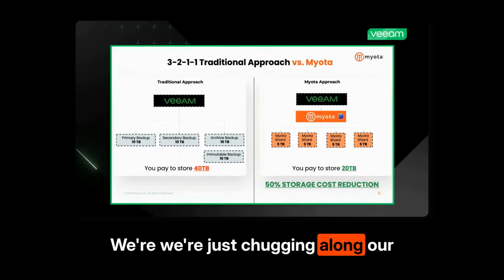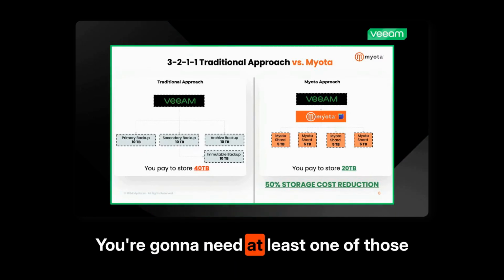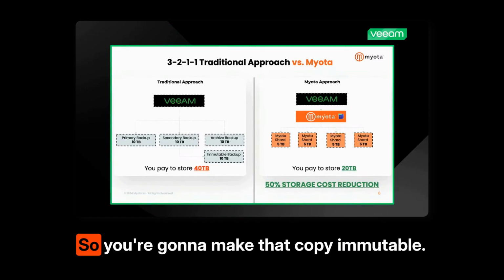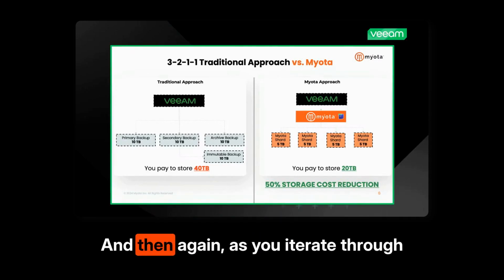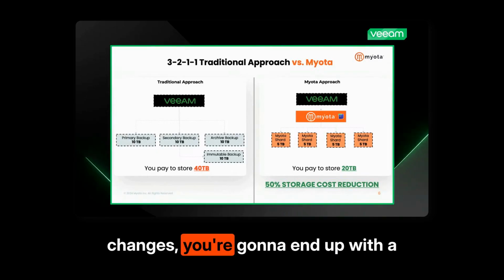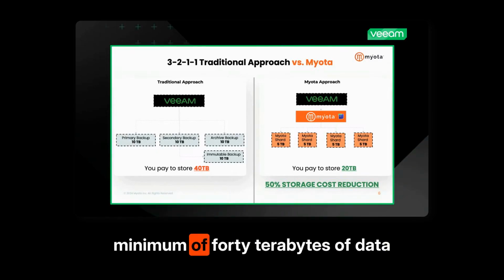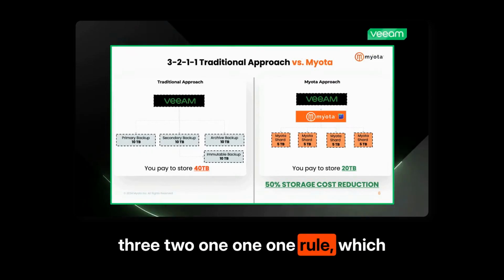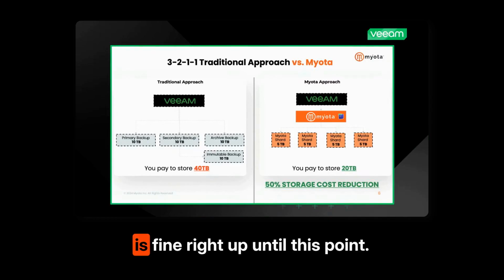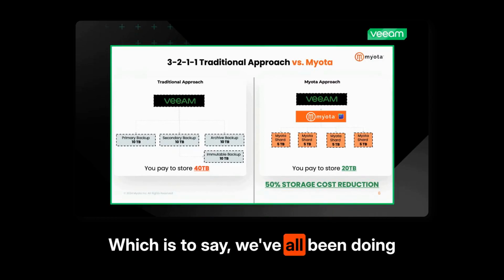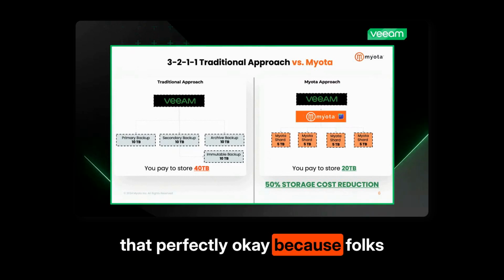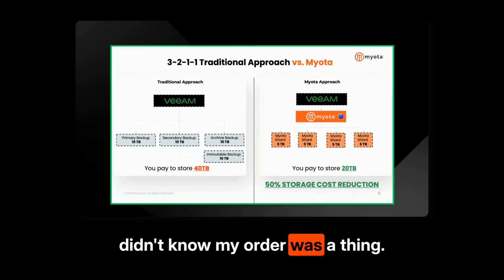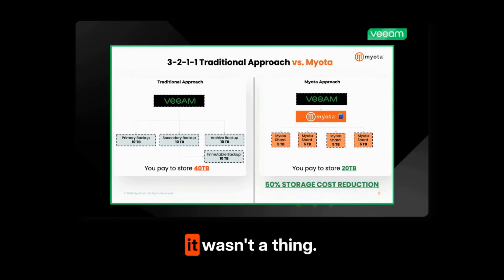We're just chugging along with our 3-2-1 rule. You're going to need at least one of those copies to be immutable. So you're going to make that copy immutable. And again, as you iterate through changes, you're going to end up with a minimum of 40 terabytes of data just to be able to maintain a 3-2-1-1-1 rule, which is fine right up until this point, right? Which is to say, we've all been doing that perfectly okay because folks didn't know Myota was a thing. And until we created it, well, it wasn't a thing.